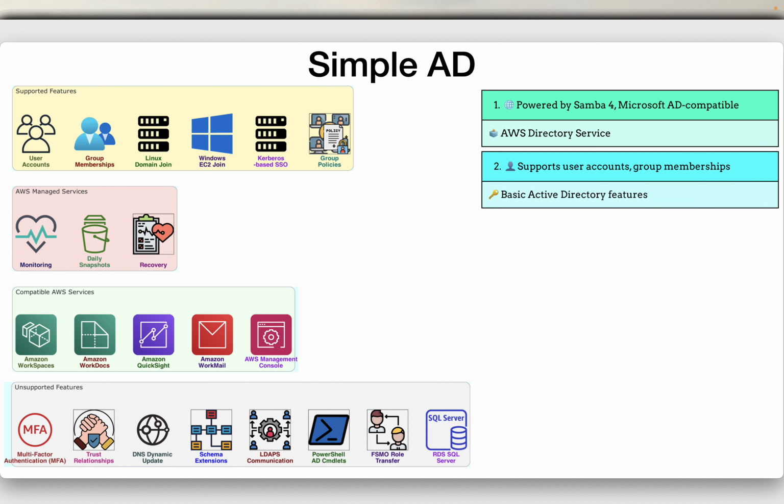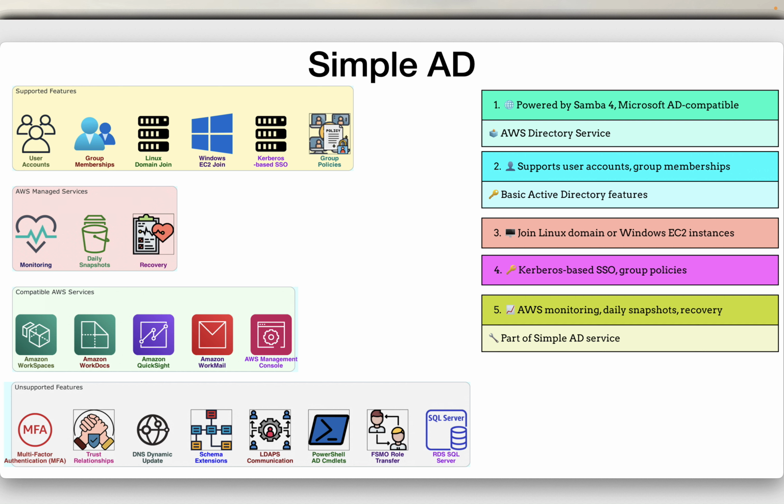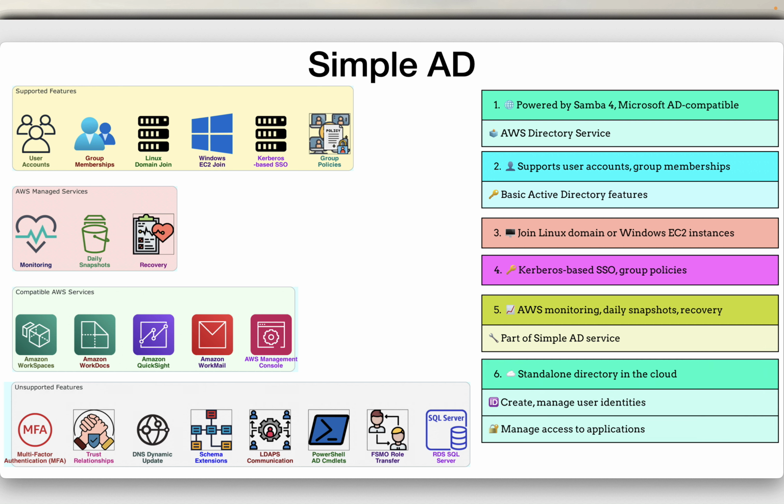Simple AD supports basic Active Directory features such as user accounts and group memberships. It allows joining a Linux domain or Windows-based EC2 instances. Simple AD provides Kerberos-based single sign-on, SSO, and group policies. AWS provides monitoring, daily snapshots, and recovery as part of the Simple AD service. Simple AD is a standalone directory in the cloud where you create and manage user identities and manage access to applications.